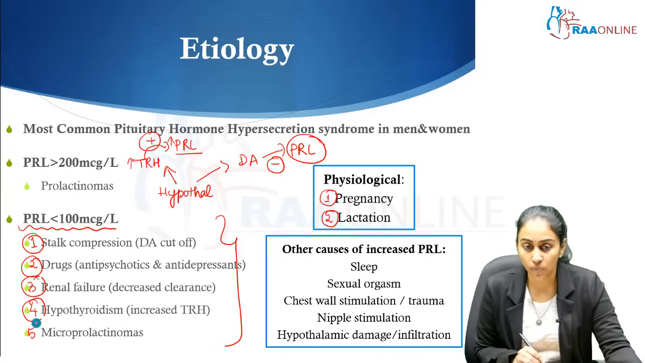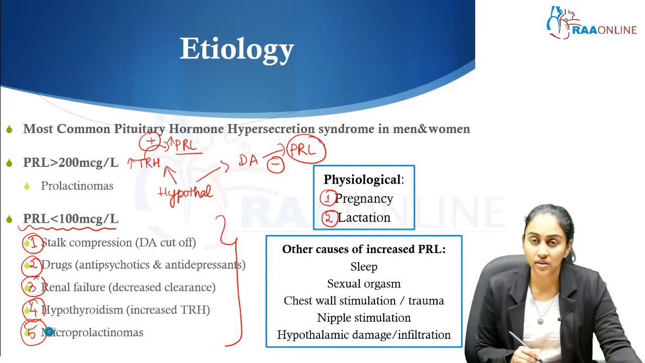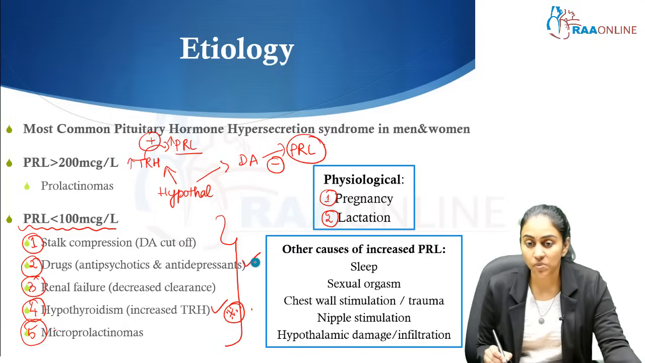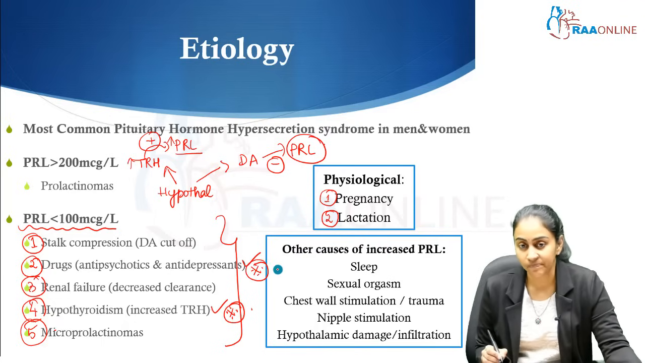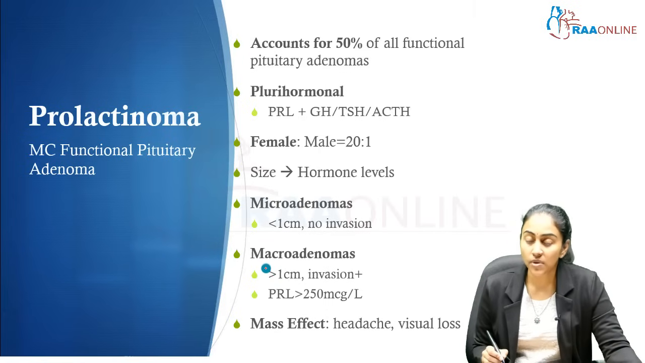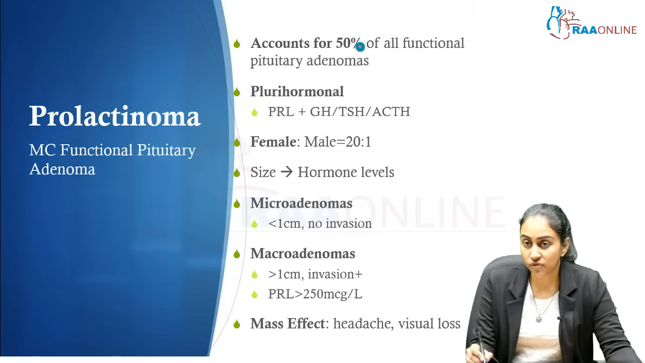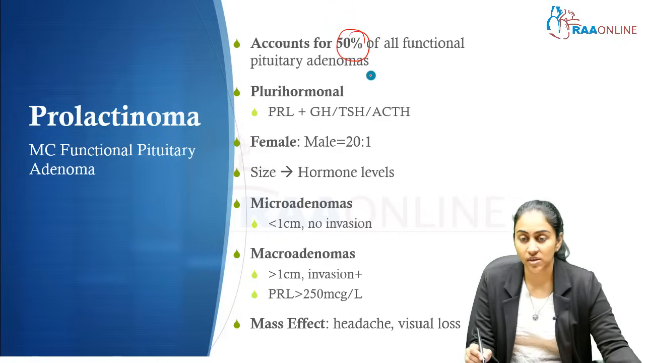And finally, microprolactinomas. So, remember, whenever prolactin is less than 100, it may not be a prolactinoma. Sometimes it could be a microprolactinoma, but more common causes are either stalk effect or hypothyroidism or drugs or renal failure. Drugs and hypothyroidism are very, very important and need to be ruled out before further evaluation. Now, prolactinoma is the most common functional pituitary adenoma. This accounts for as much as 50% of all pituitary adenomas.